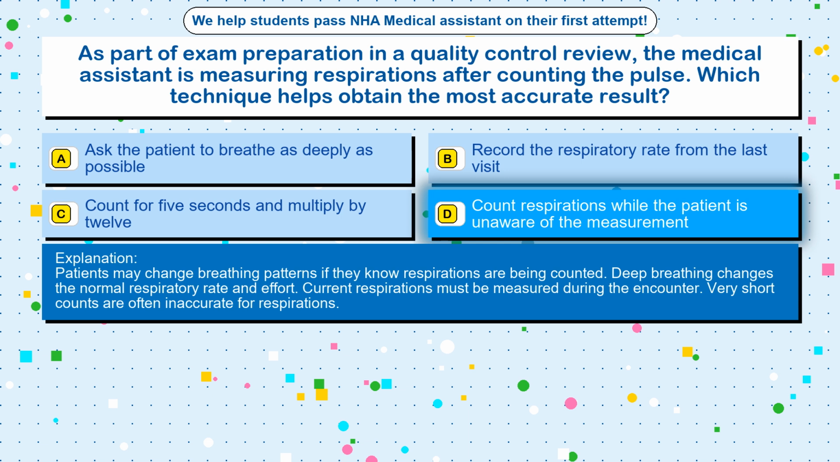Deep breathing changes the normal respiratory rate and effort. Current respirations must be measured during the encounter. Very short counts are often inaccurate for respirations.